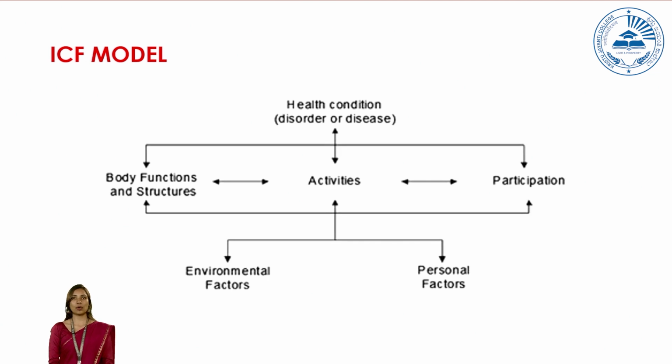Now, the ICF model has many major components. The first component is the health condition, which is a disorder or disease that the individual is suffering from. This affects the body functions and the structures, the activities that the individual does, and the participation. The body structures, functions, activities, and participation are also affected by the environmental factors and the personal factors. Health condition is any kind of disorder or disease that the person is suffering from.